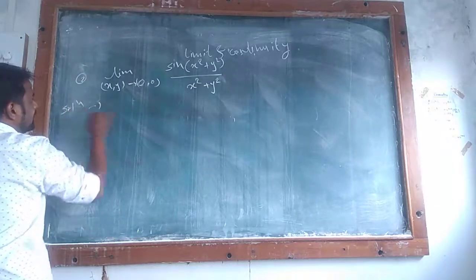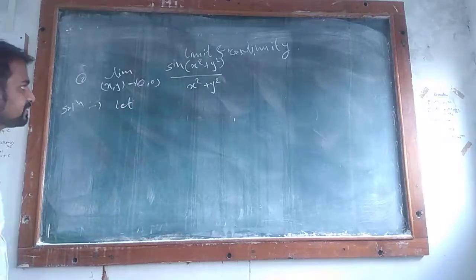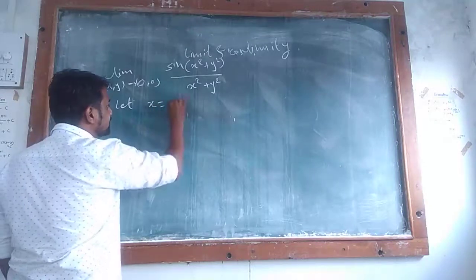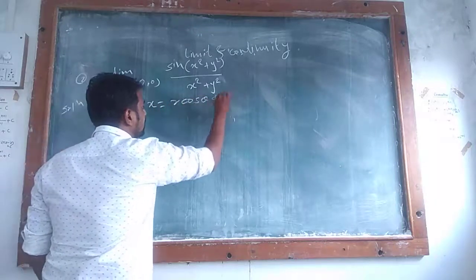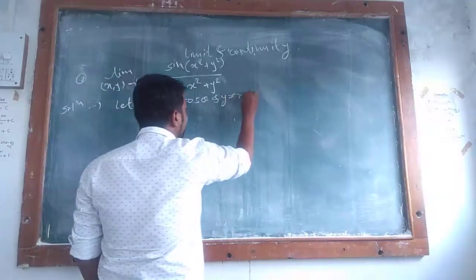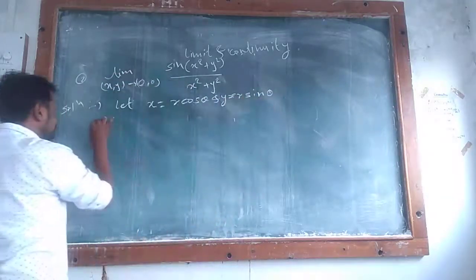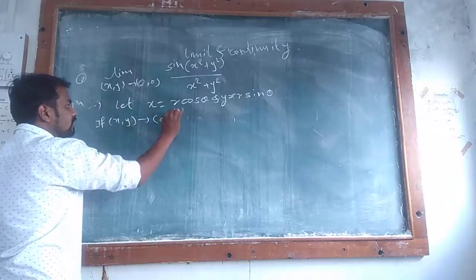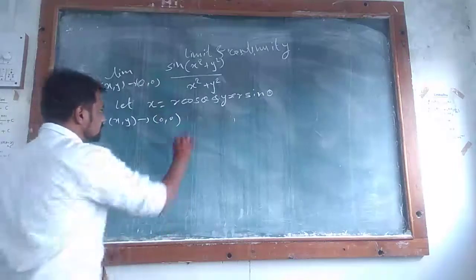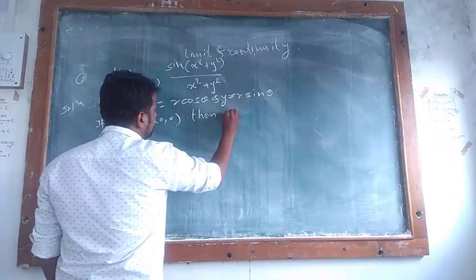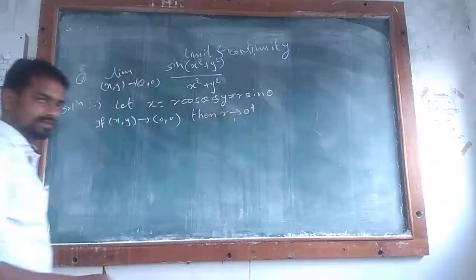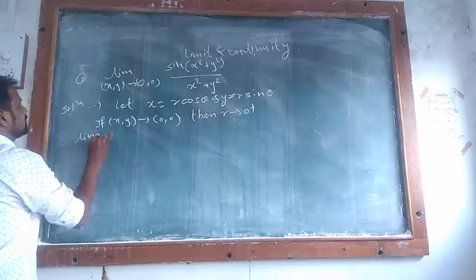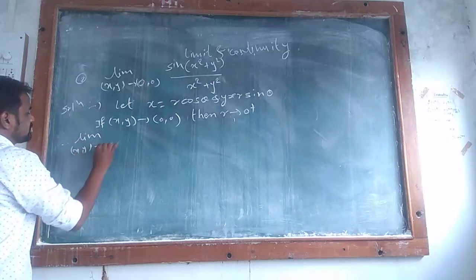Solution. Firstly, we change to polar form: x is equal to r cos theta and y is equal to r sin theta. Then we know that if (x, y) tends to (0, 0), then r tends to 0 plus.